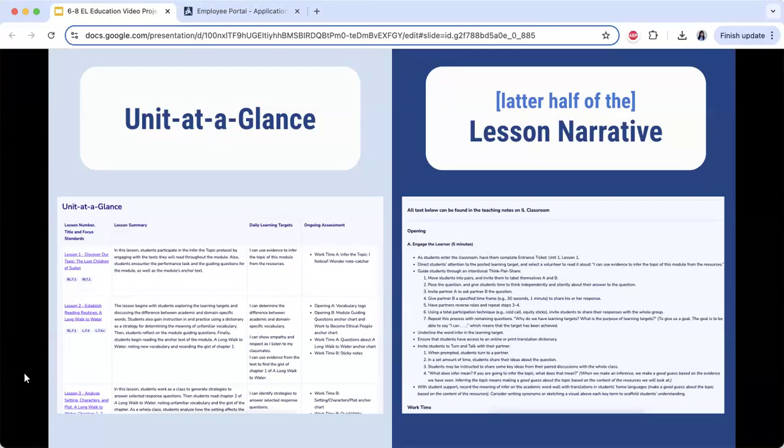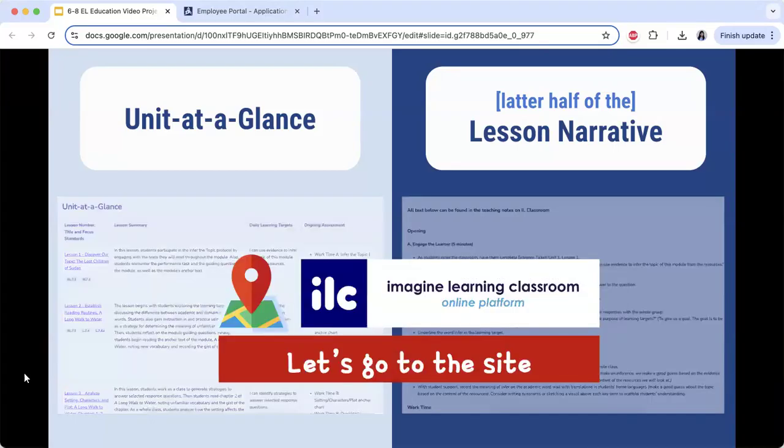The second resource is the latter half of the lesson narrative. And this is actually just the fleshed out lesson. Reading through this part of the lesson narrative gives me an exact picture of what my lesson will look like in real time, as a play-by-play. So let's go directly to the site to see where these two resources are.